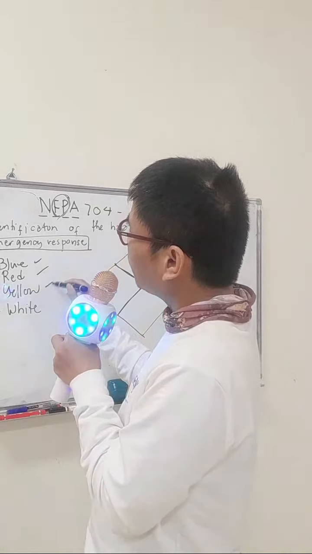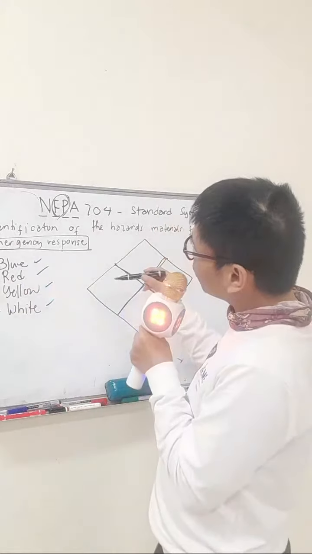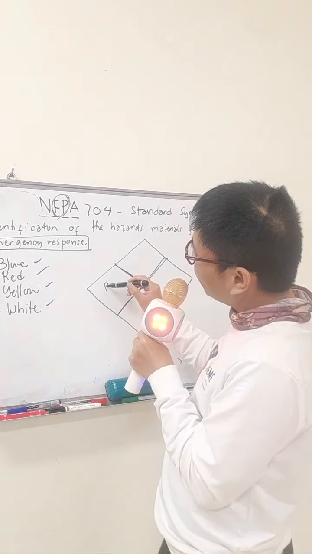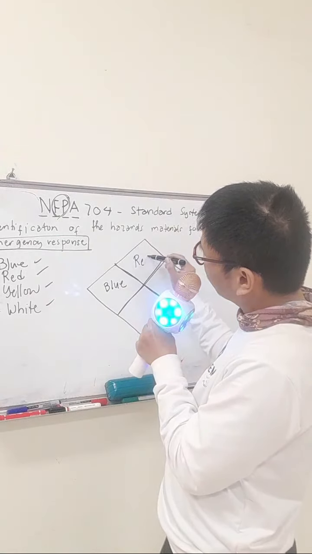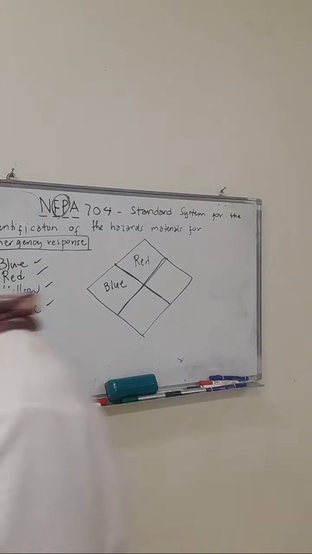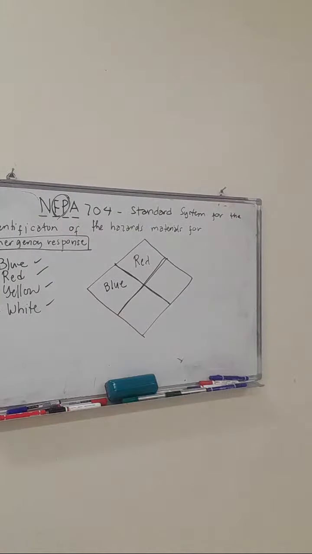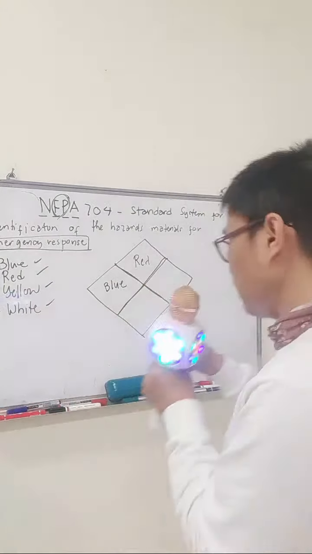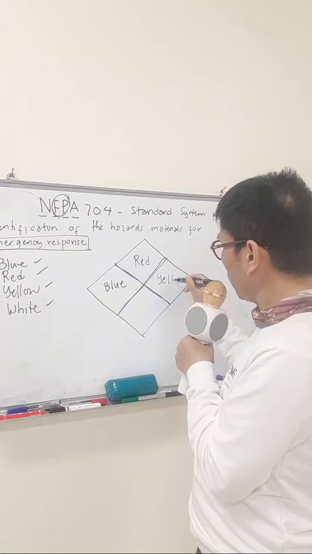Blue, red, yellow, and white. So for example, this one is blue, okay, the color blue. This is red. Okay. Red. And then, this is yellow. Okay, yellow. And the white.